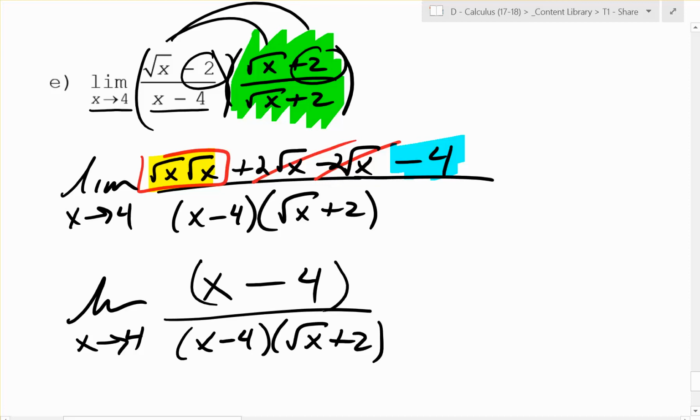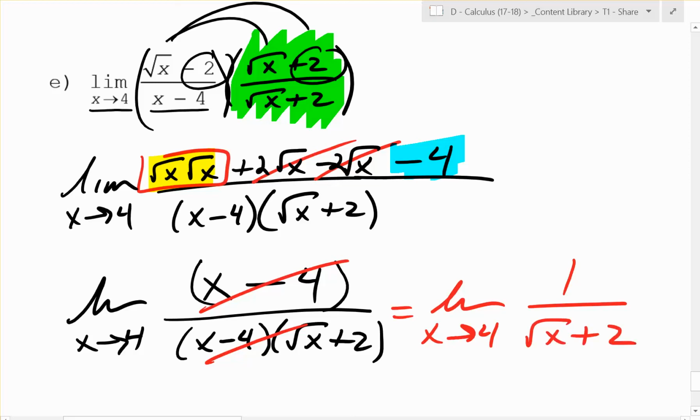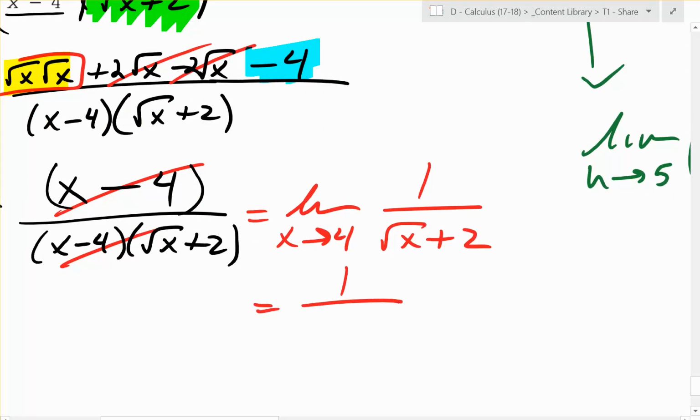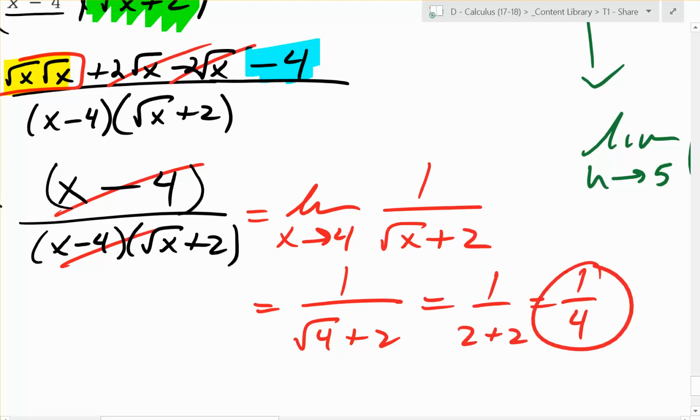What's the magical thing that happens? They cancel, and you're left with the limit as x goes to 4 of 1 over the square root of x plus 2. Now, can we plug in 4? We sure can. 1 over the square root of 4 plus 2. It's 1 over 2 plus 2, which is 1 over 4. Nice. So if you can't plug in the number, simplify to a point where you can.